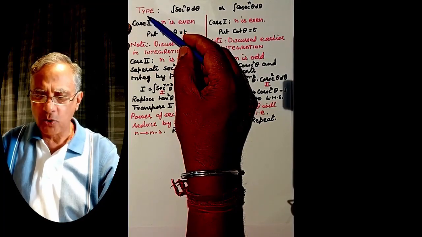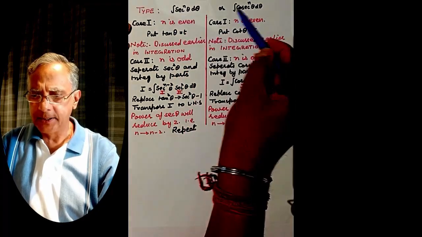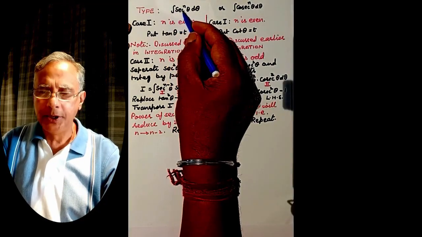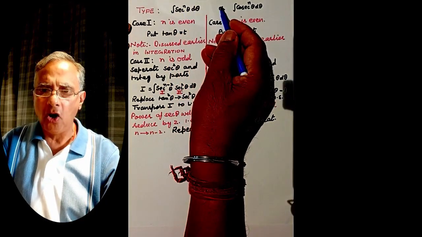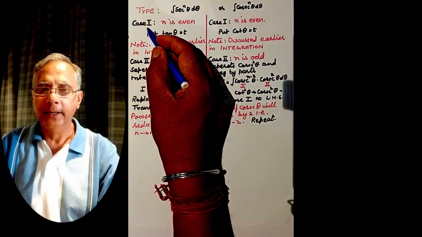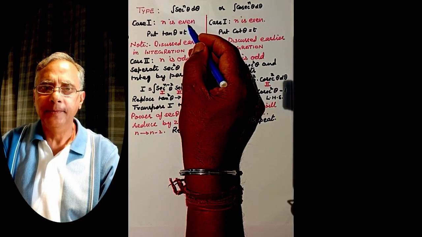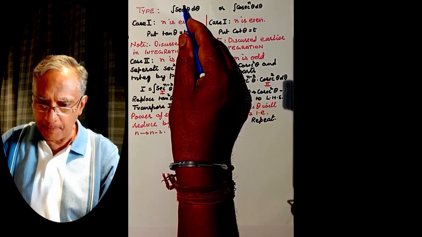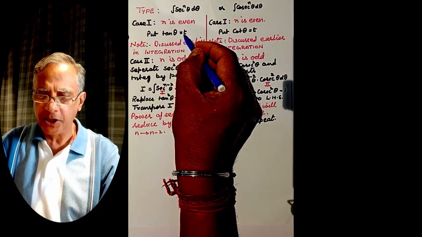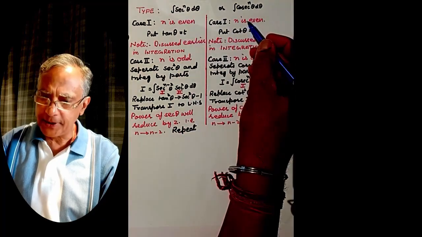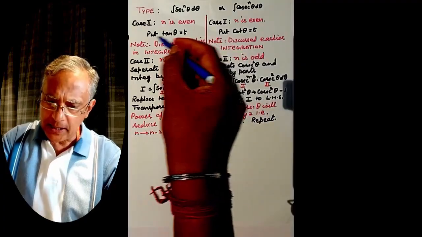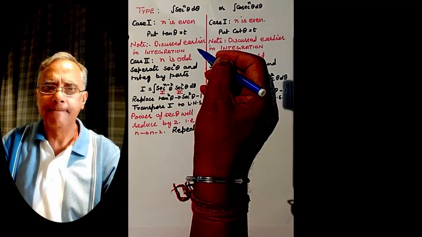Now another type of questions in which integration by parts is a useful tool is integral of secant to the power of n theta d theta, or integral of cosecant to the power of n theta d theta. Case 1: when n is even. When the power of secant or cosecant is even, we put tangent theta equal to t, and if it is cosecant, we put cotangent theta equal to t. This I have discussed earlier.